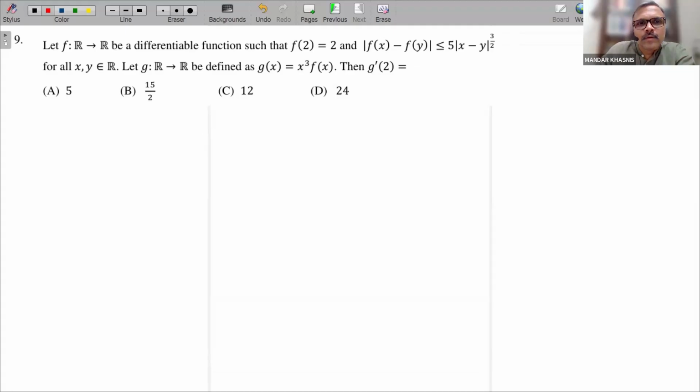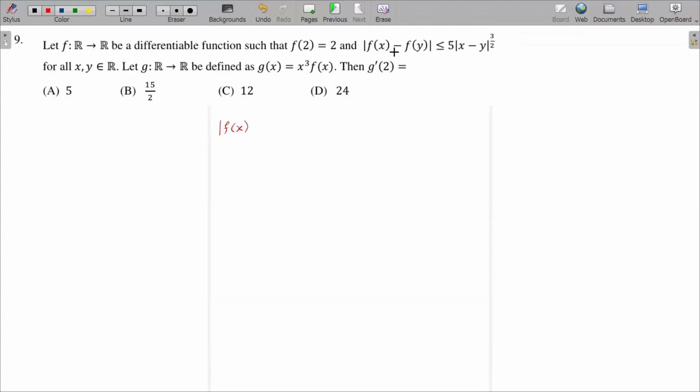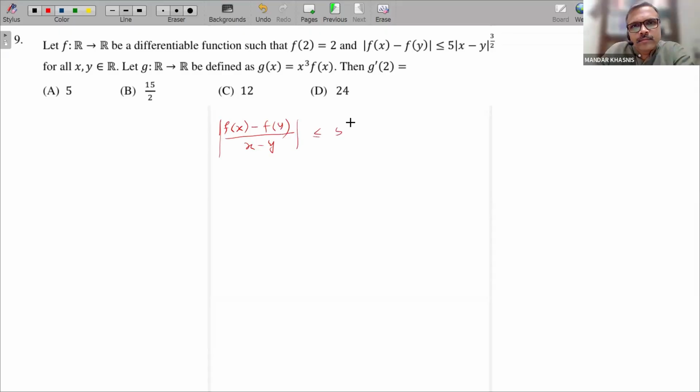Here, mod of x minus y raised to the power 3 by 2. In the mod function, we can break it as mod of x minus y and mod of x minus y raised to the power half. Very good. And rearranging this, mod of f of x minus f of y over mod of x minus y, considering x not equal to y.